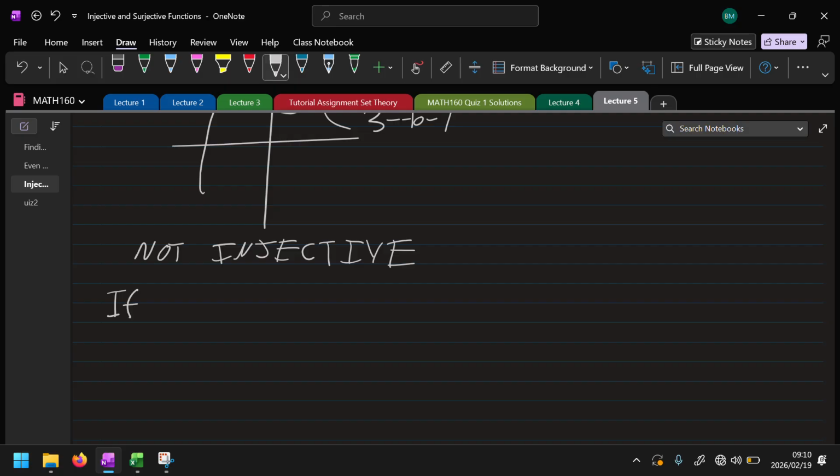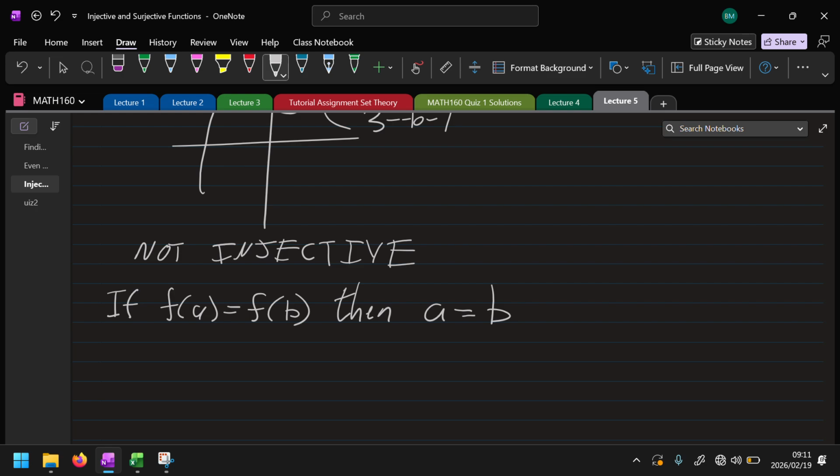Okay, and it goes like this. So if f of a is equal to f of b, so 2 y values are the same, then a must be equal to b. It must be the same point going to the same y value. This is another way of phrasing the statement f is injective.